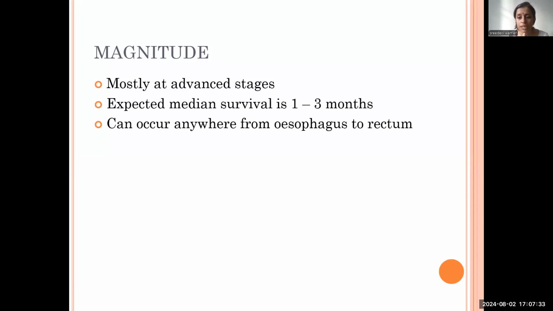And in terms of site, it can occur anywhere. So both sites you have mentioned in the chat, someone mentioned esophagus, a lot of people mentioned rectum. So it can occur anywhere from esophagus to rectum. And the most common site among the GI tract is small bowel. The most common site where the obstruction can happen is small bowel.